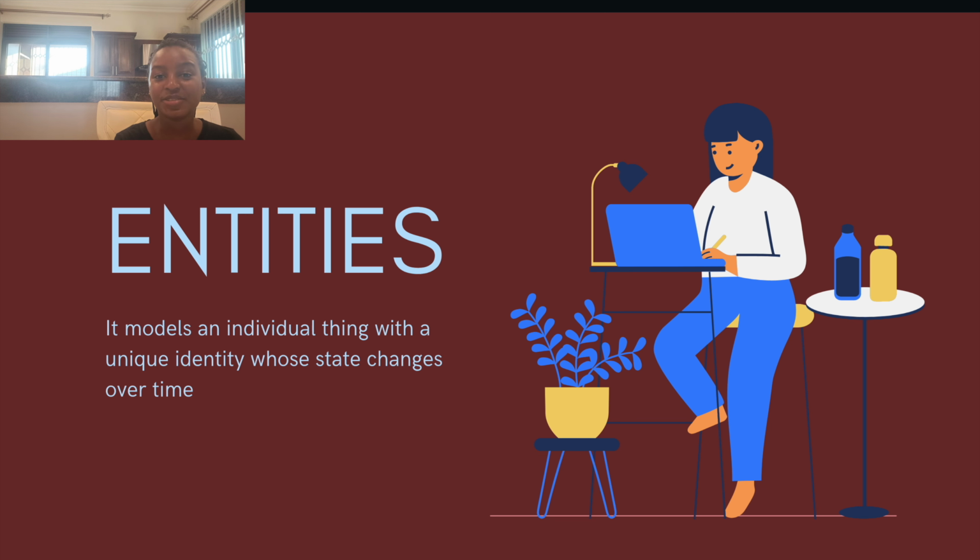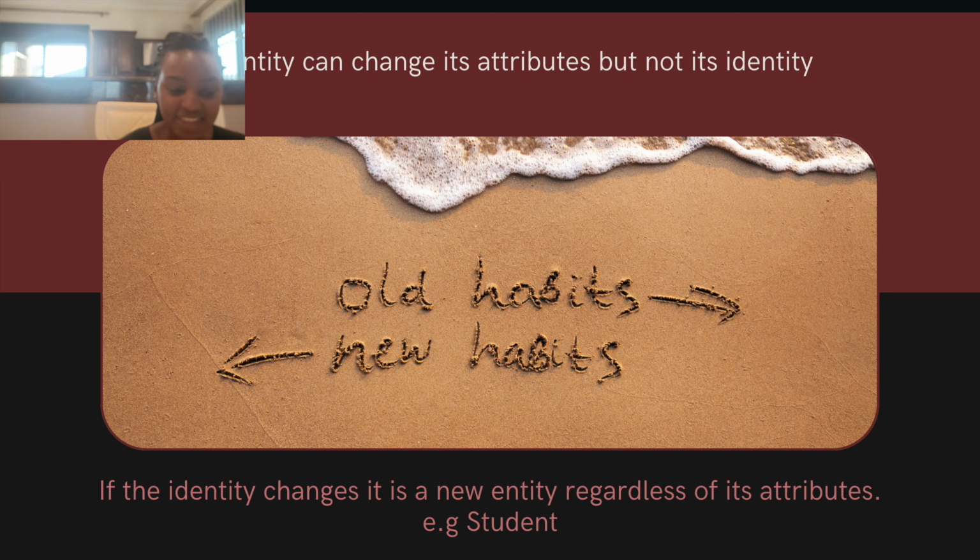One way we can do this is using entities. What is an entity? It models an individual thing with a unique identity whose state changes over time. This can be, for instance, a student. If the identity changes, it is a new entity regardless of its attributes. That is, if the unique identity changes. This is what I mean when I say this. Look at a student, for instance. A student will need to be unique in the system because we need to track the identity. We need to track who this student is.